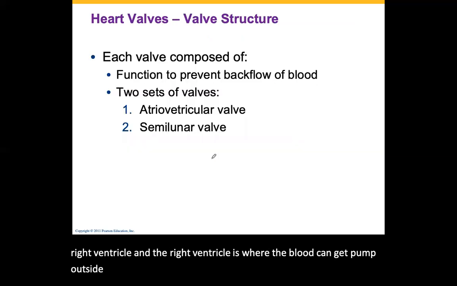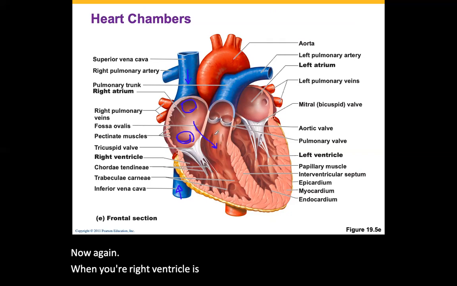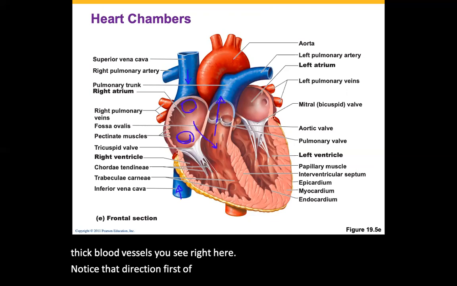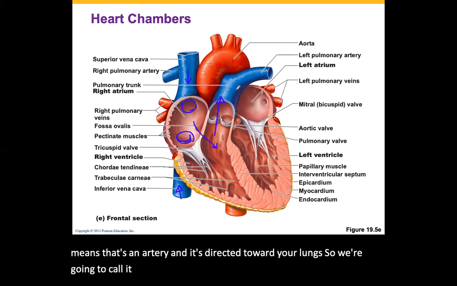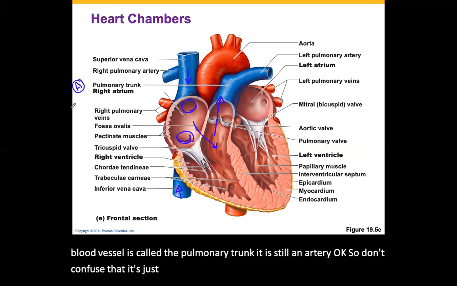So let's take a look at the passage of blood from here. Now again, when your right ventricle is going to pump, it's going to pump blood out of these large or thick blood vessels you see right here. Notice the direction. First of all, the direction is away from the heart, so that means it's an artery, and it's directed toward your lungs, so we're going to call it pulmonary. Now, because this is a thick branch of the blood vessel, it's called the pulmonary trunk. It is still an artery, okay? So don't confuse that. It's just a very large artery, so we call it a trunk.